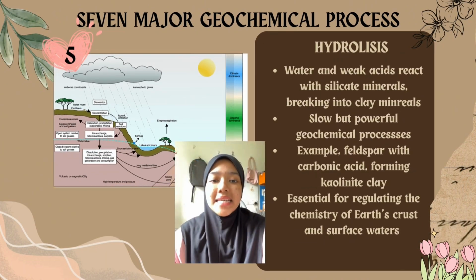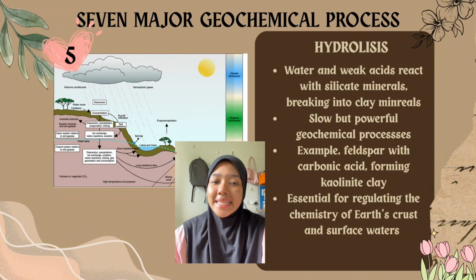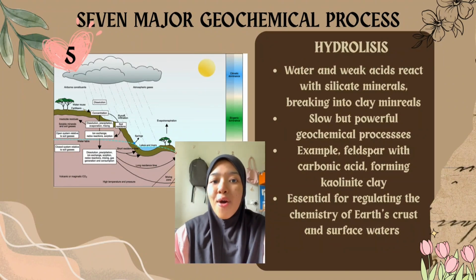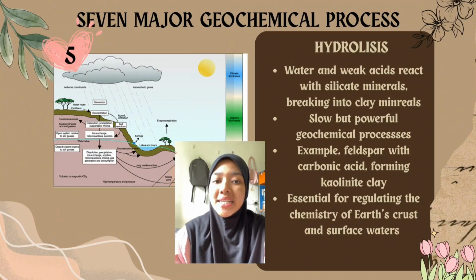The next process is hydrolysis. Hydrolysis is a type of chemical weathering where water and weak acids react with silicate minerals, breaking them down into clay minerals and releasing dissolved ions. It is one of the slowest but most powerful geochemical processes that happen in water, driving the long-term transformation of rock into soils.